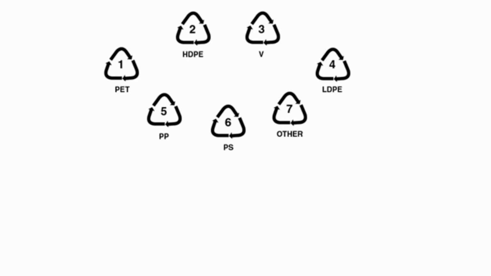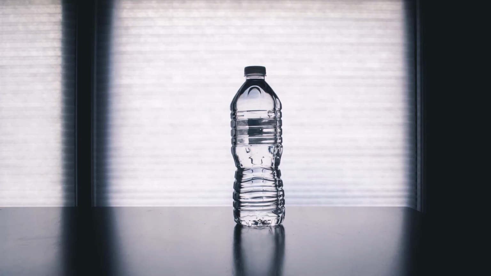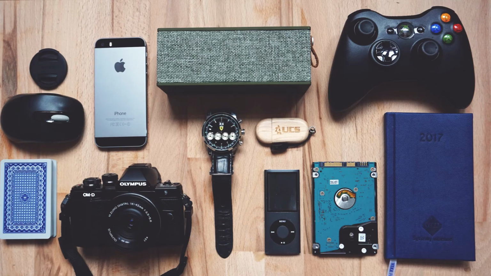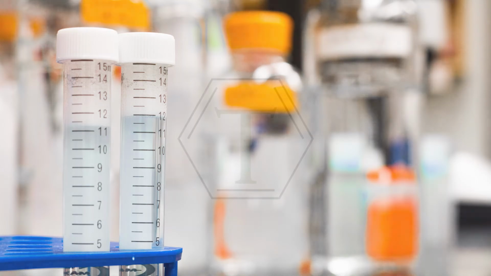1 through 7? Recyclable or unrecyclable? What exactly is plastic anyways? And why are there so many different types? To answer those questions, you're going to have to learn a little chemistry.